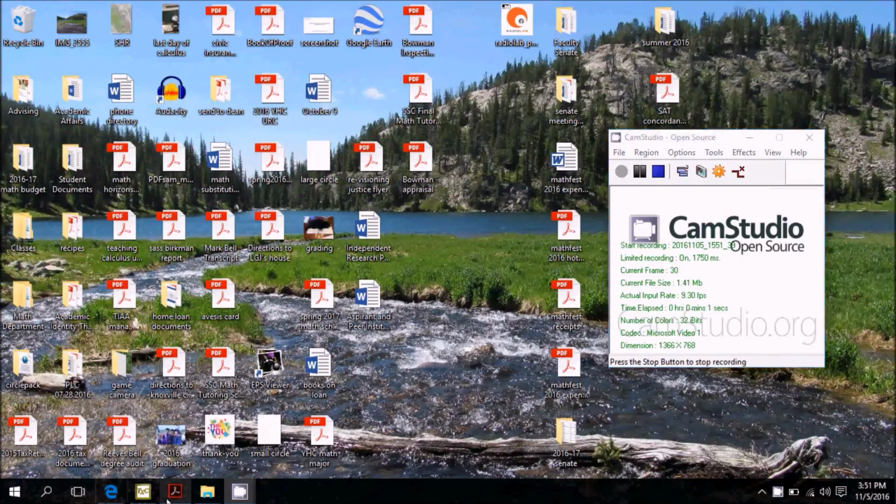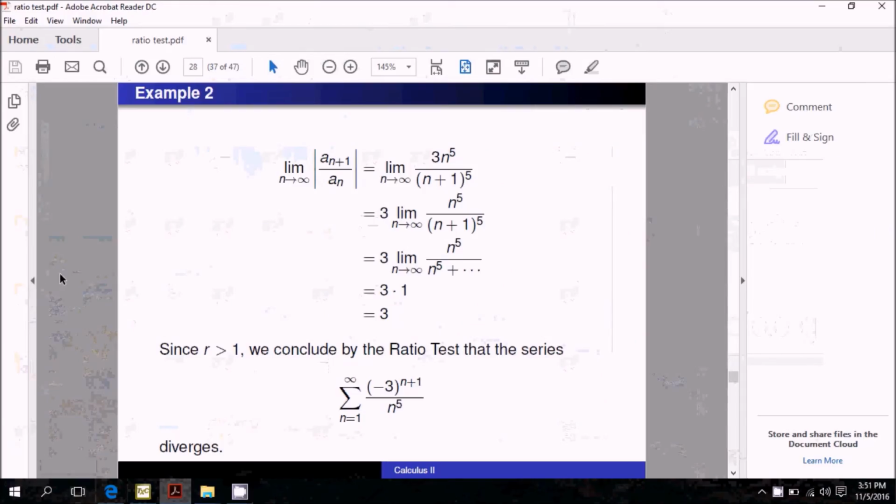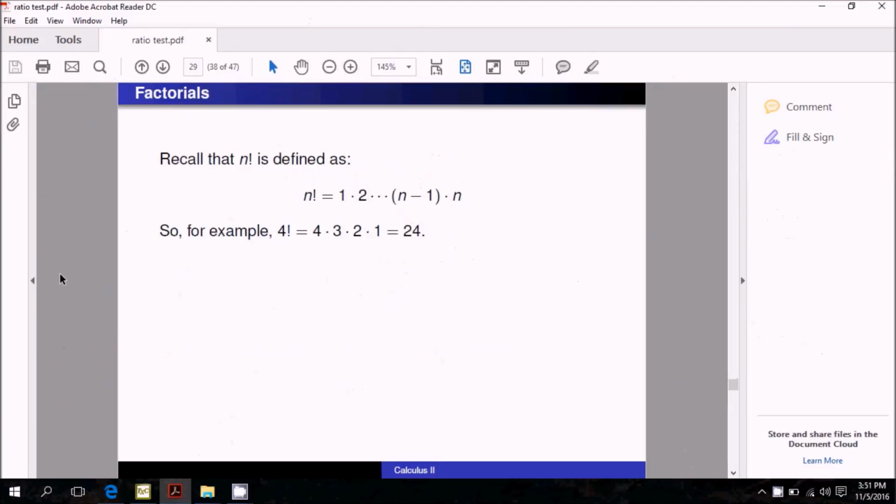Okay, so we'll do one final example, but first we need to talk about factorials. So this n exclamation mark is read as n factorial. And n factorial just means the product of all the numbers from 1 up through n. 1 times 2 times all the numbers, and then n minus 1 times n. So for example, 4 factorial is the product of all those numbers 4 through 1, 4 times 3 times 2 times 1, and that's 24.